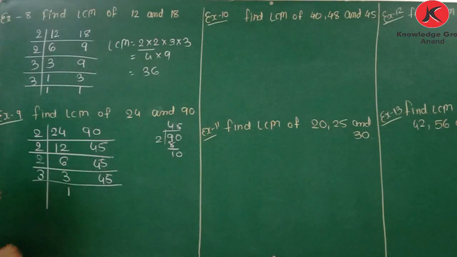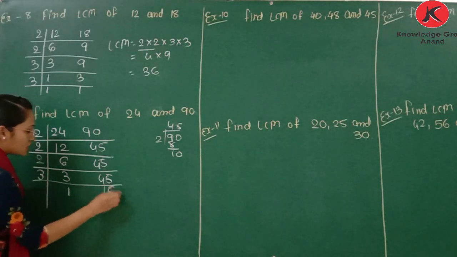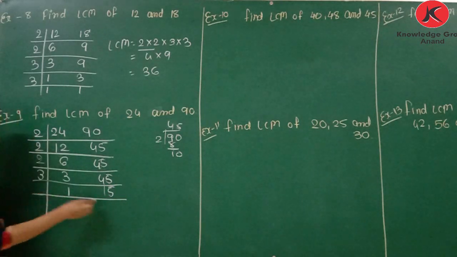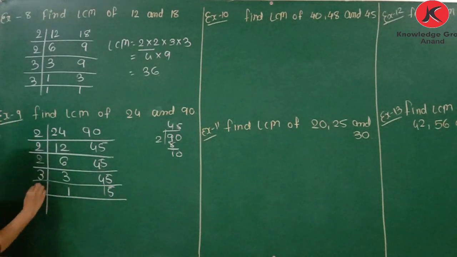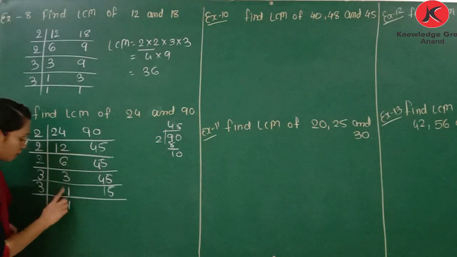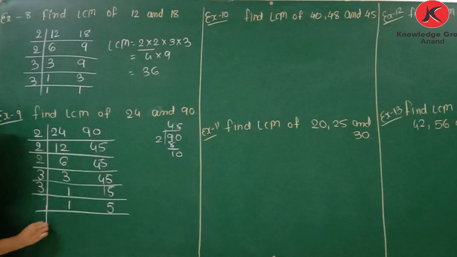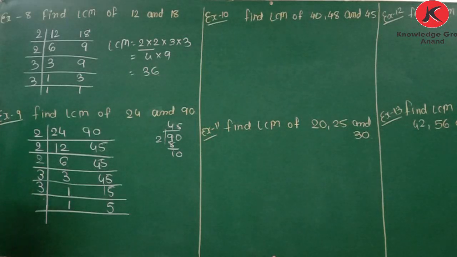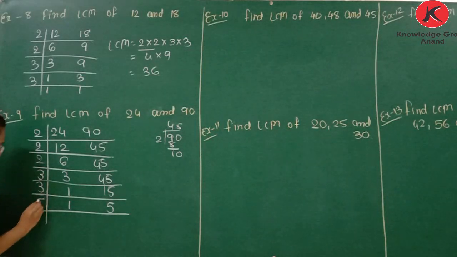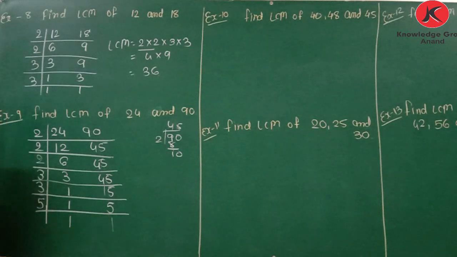Clear? So now 3 1s are 3, 15 3s are 45. Now again 15 is divisible by 3. So 3 1s are 3, as it is. Here 5 3s are 15. Now 5 is not divisible by 3. Now take the next factor, that is 5. So 5 1s are 5.